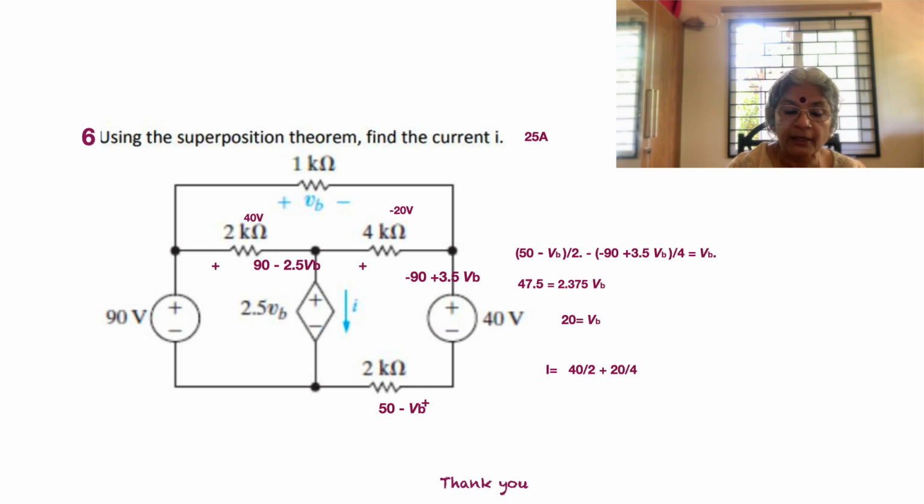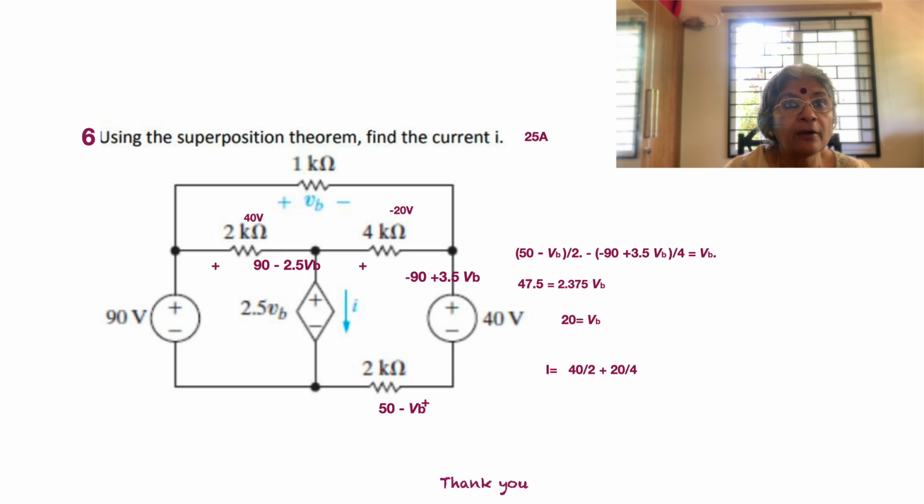So you can also use another method. Either way you work it out, it will be the same as equal to minus 90 plus 3.5 VB, so long as the direction is like this. If the direction is reversed, then it becomes 90 minus 3.5 VB. That's all. Okay, so now the voltages across every element are known.